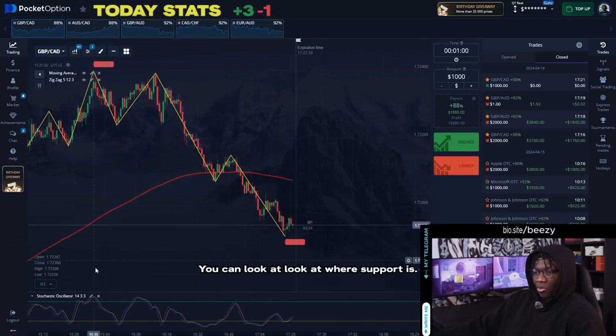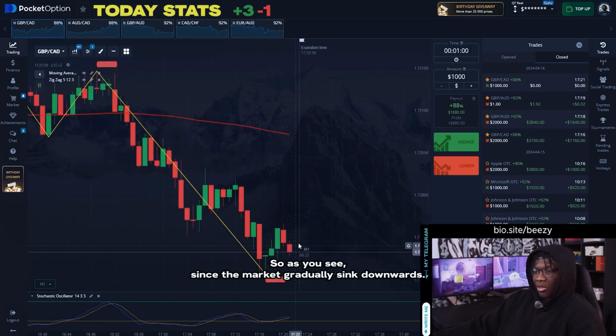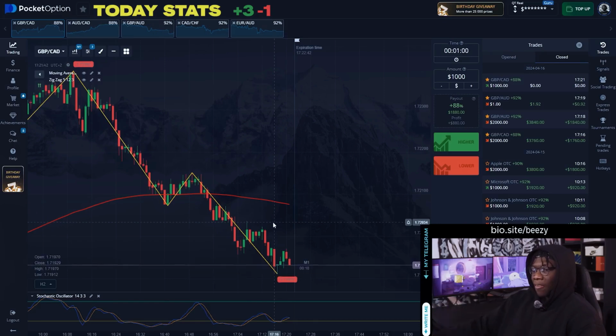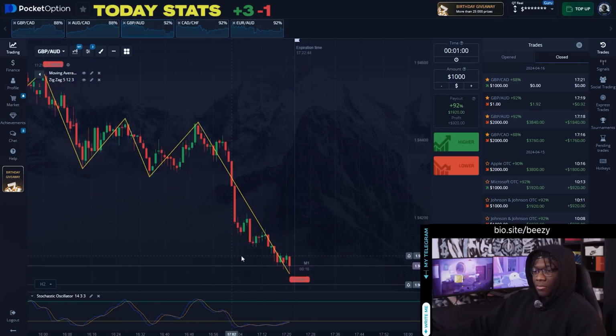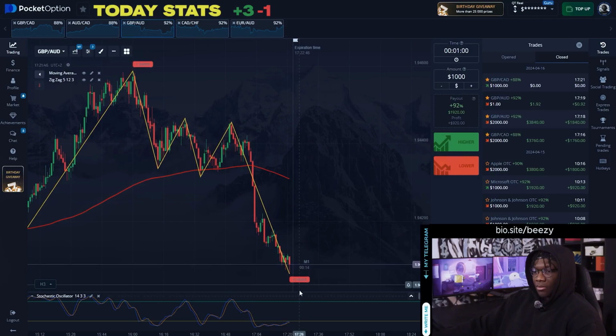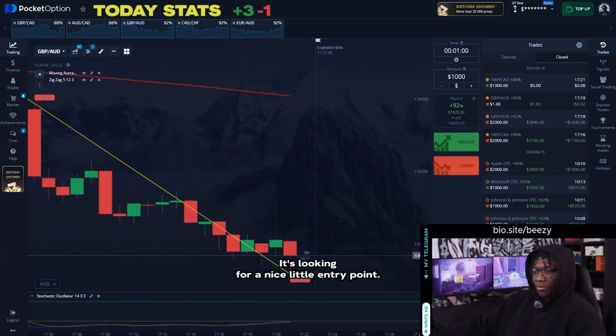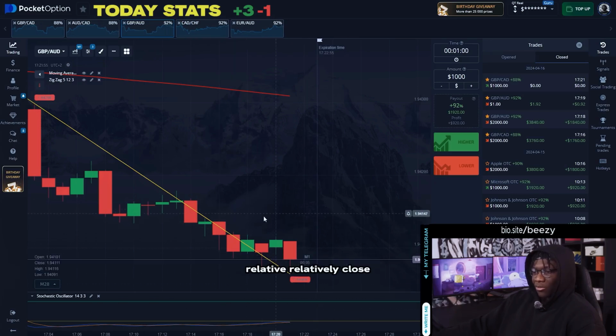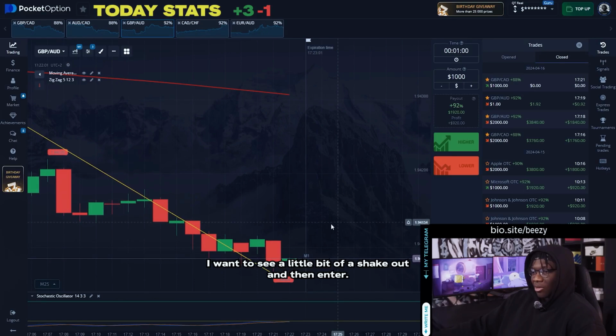You can look at where support is. So we should see the market gradually sink downwards. Just looking for a nice little entry point. I'm a little worried because I don't want to enter relatively close to the end of the candle. I want to see a little bit of a fake out and then enter.